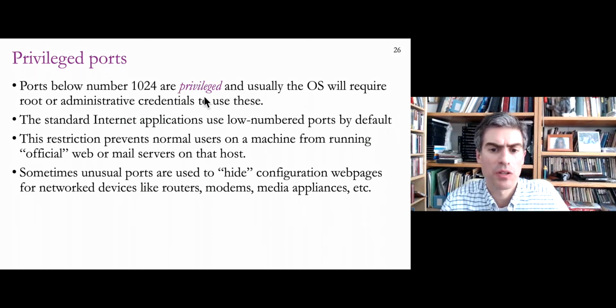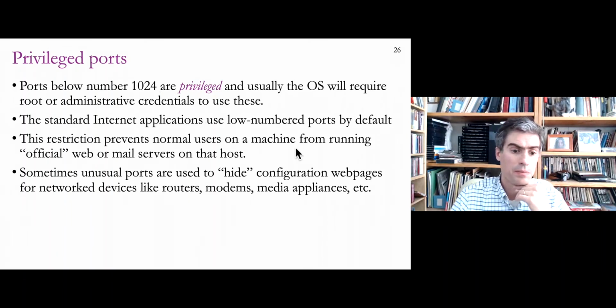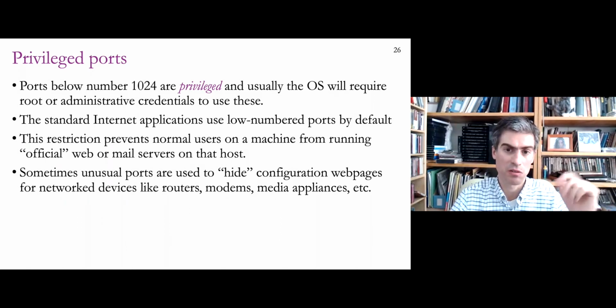These are the ones that are usually assigned to specific protocols, and usually you have to be administrator or root user on a machine in order to listen on those port numbers. So if you were using one of the shared Northwestern servers and you wanted to run a web server, you can run a web server, but only on ports that are above 1024. This prevents any user who doesn't have root access from running official looking web servers or mail servers or whatever on a machine. Okay.